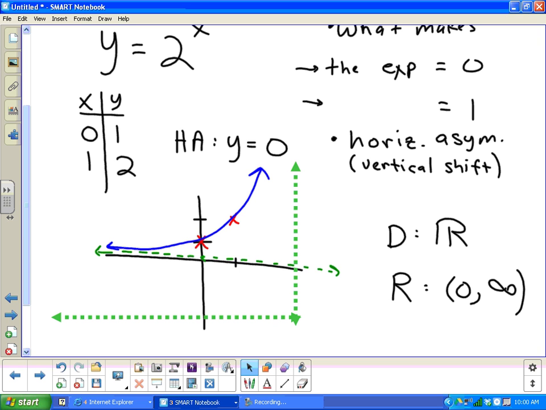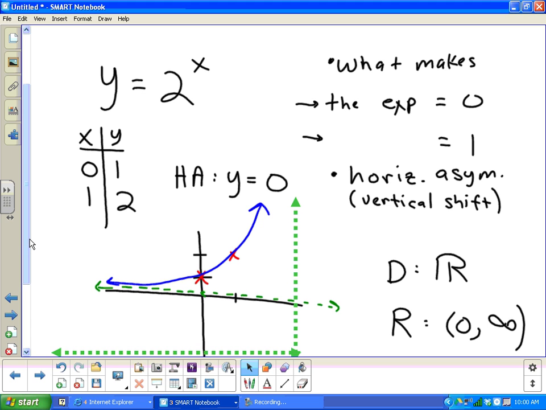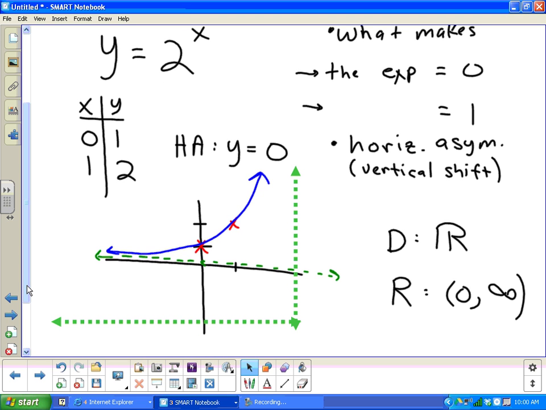Now, let me get a couple of predictions from you. What do you think would happen to the graph if we threw a negative in front of the 2? Right, it would flip downward over the x-axis. If I made the exponent negative, like 2 to the negative x, then it would flip across the y-axis. And we'll actually see one of those two happen.